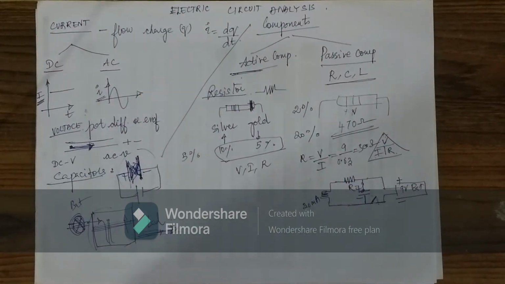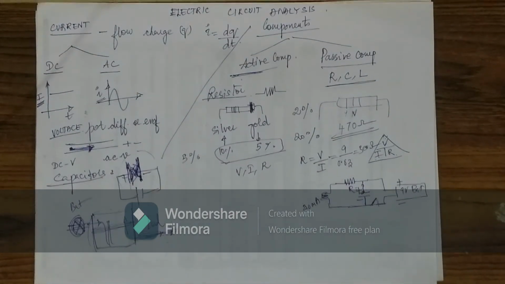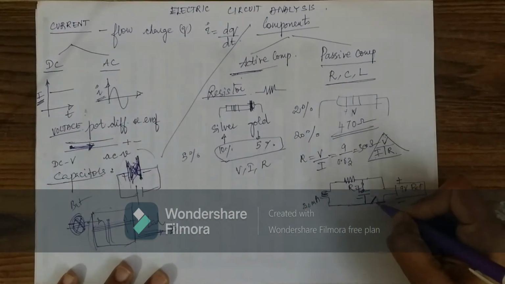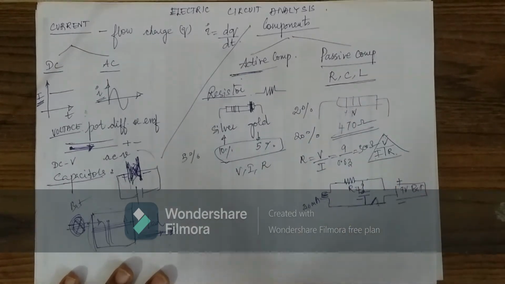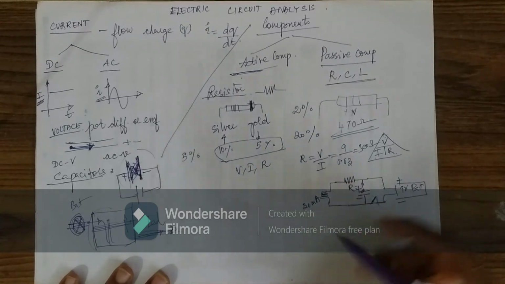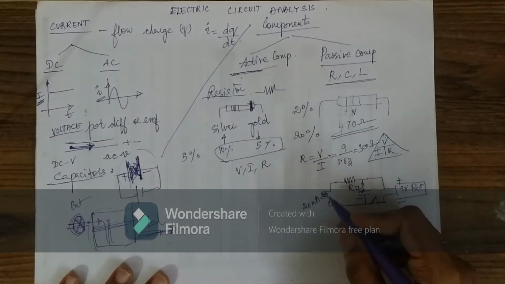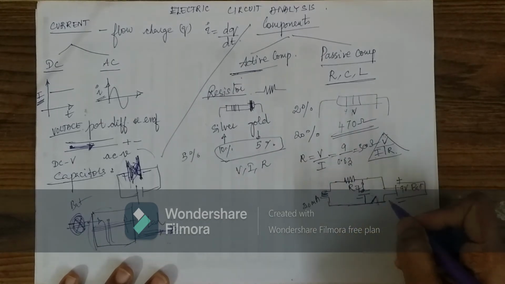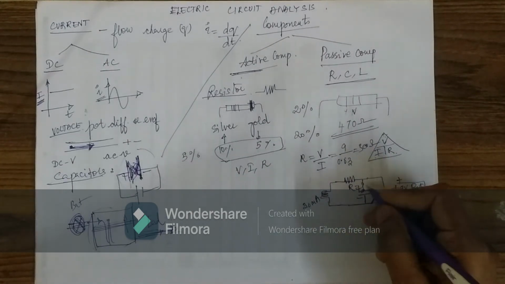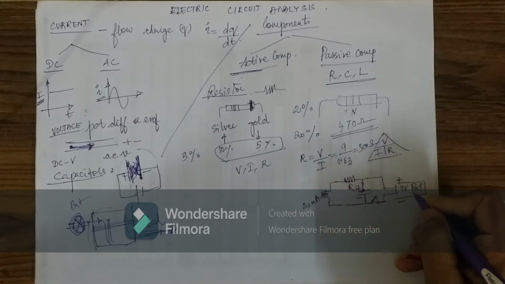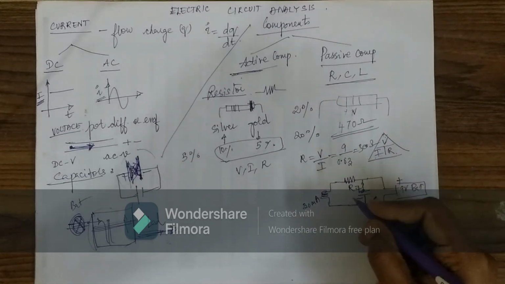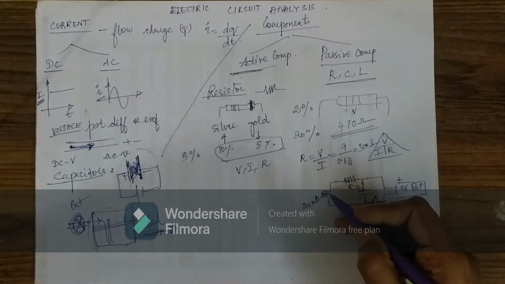Okay. What happens if we open the switch? We close the switch, the LED will glow. What happens if we open the switch? What would happen to this LED? Will it glow? Yes. Why? Because this capacitor is already charged to the battery voltage, so it will discharge. So the LED will continue to glow.